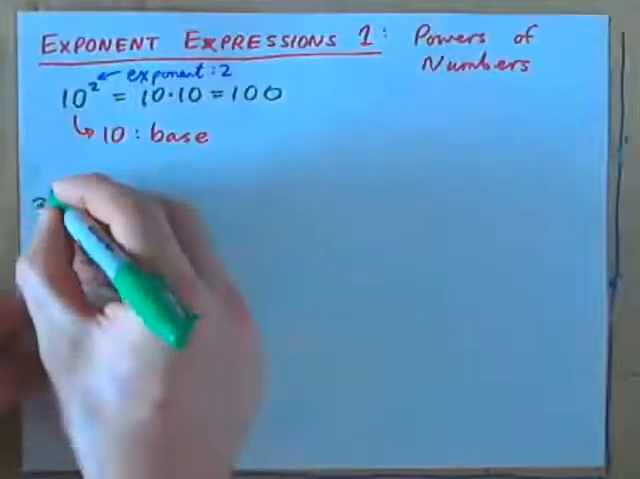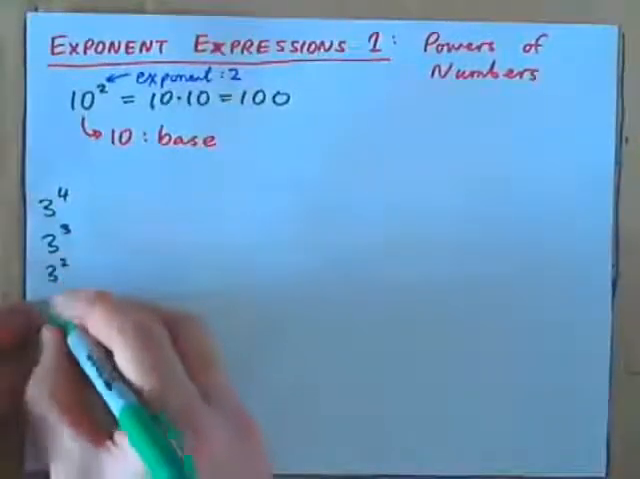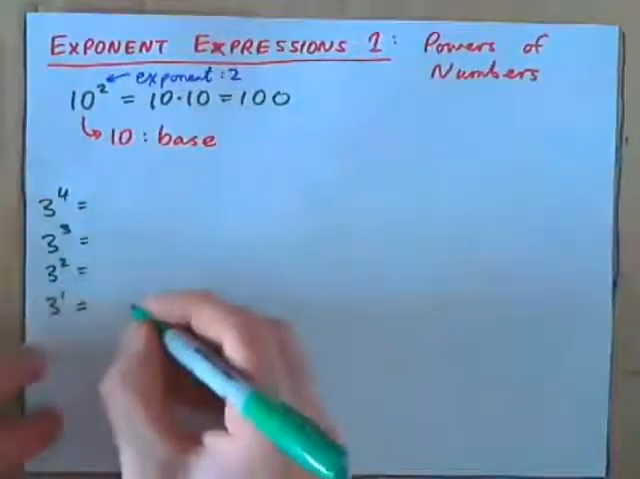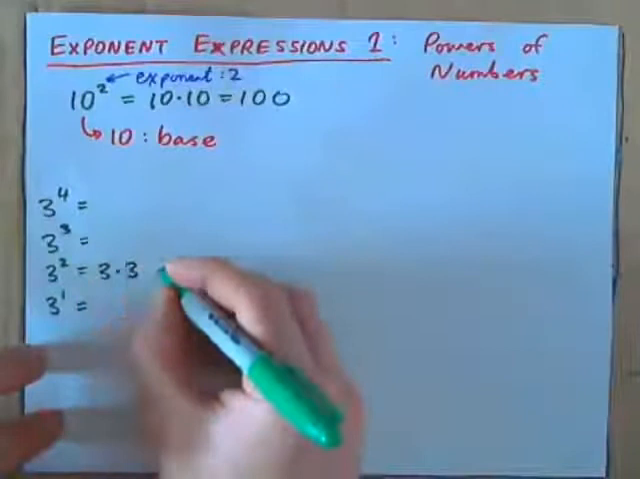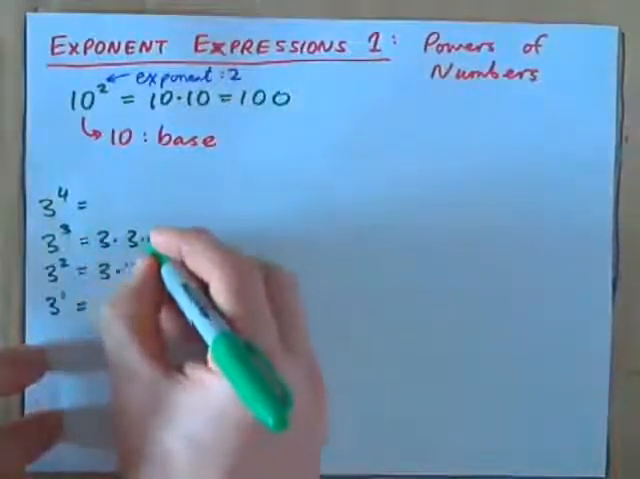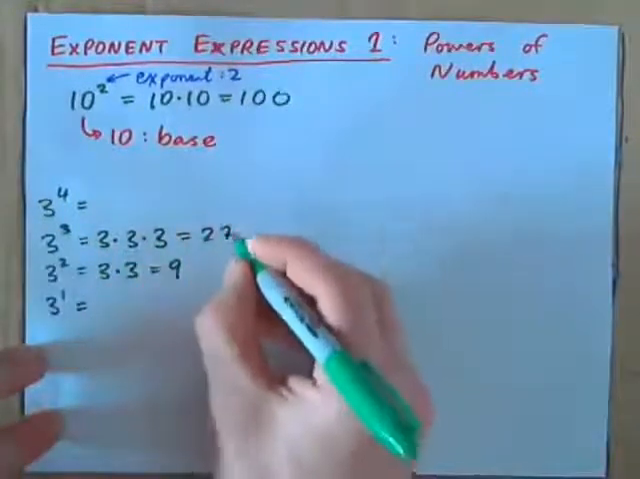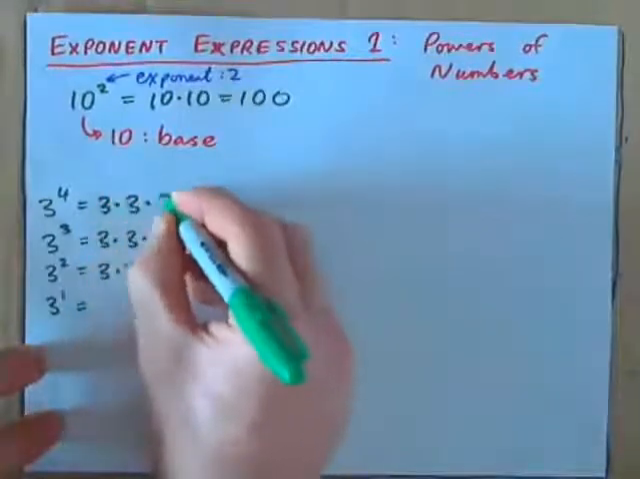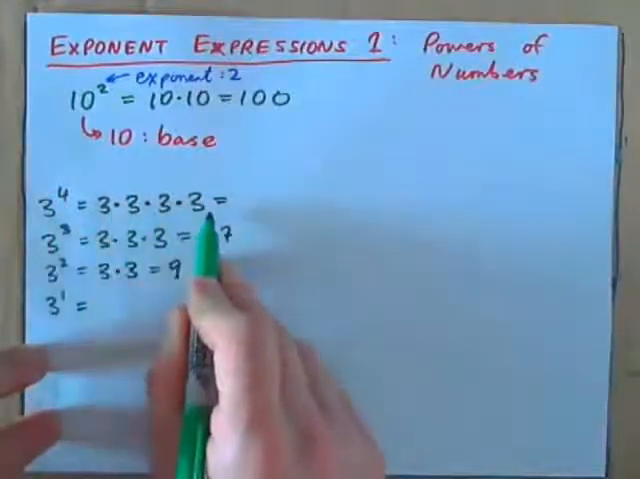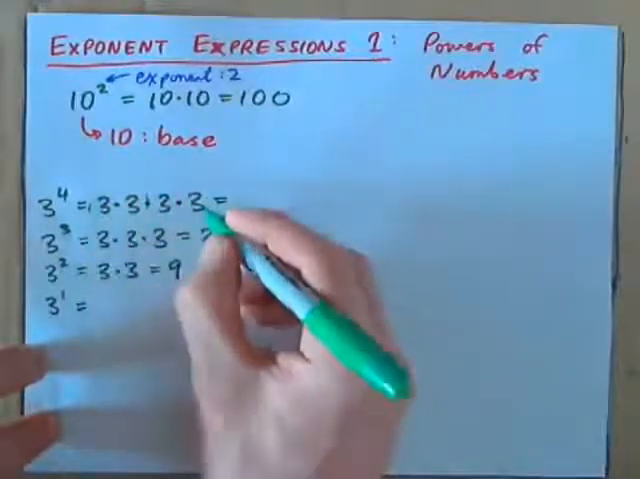Let's make a little list then. If we had 3 to the power of 4, 3 to the power of 3, 3 to the power of 2, and 3 to the power of 1, what would that look like? Well, 3 squared is just 3 times 3, which is 9. 3 cubed is 3 times 3 times 3. 3 times 3 is 9, times 3, 27. 3 to the power of 4 is 3 times 3 times 3 times 3. So if it's the power of 4, there's 1, 2, 3, 4 3's being multiplied. And that gives, you can think about it this way, 9 times 9, 81.